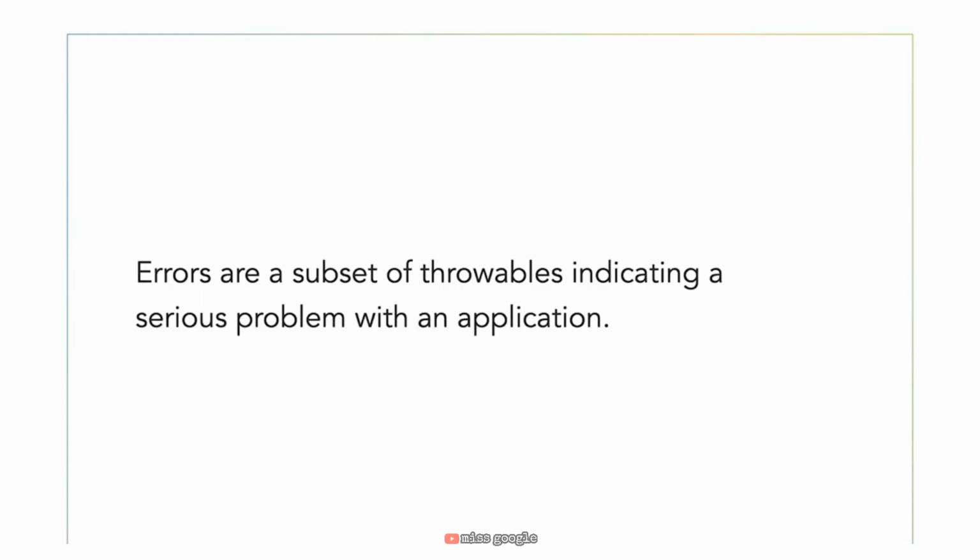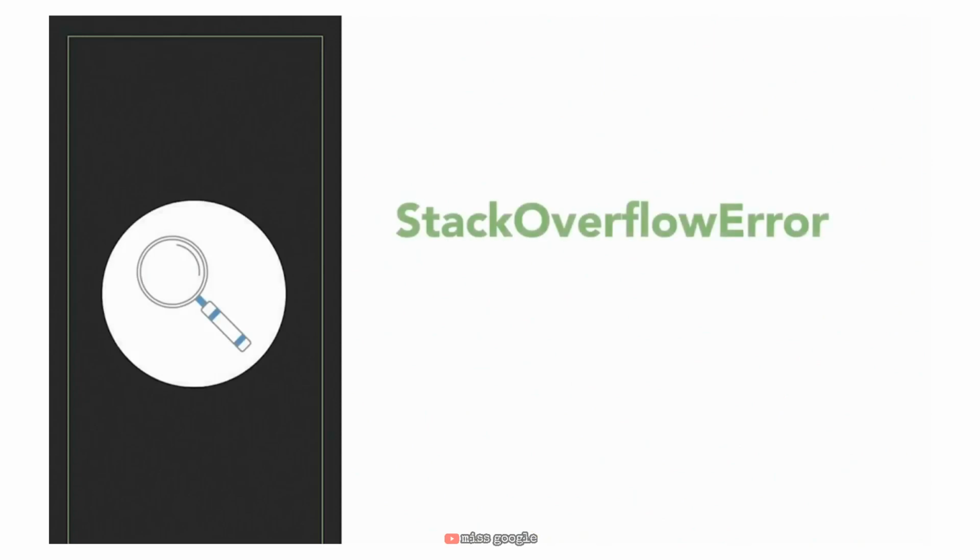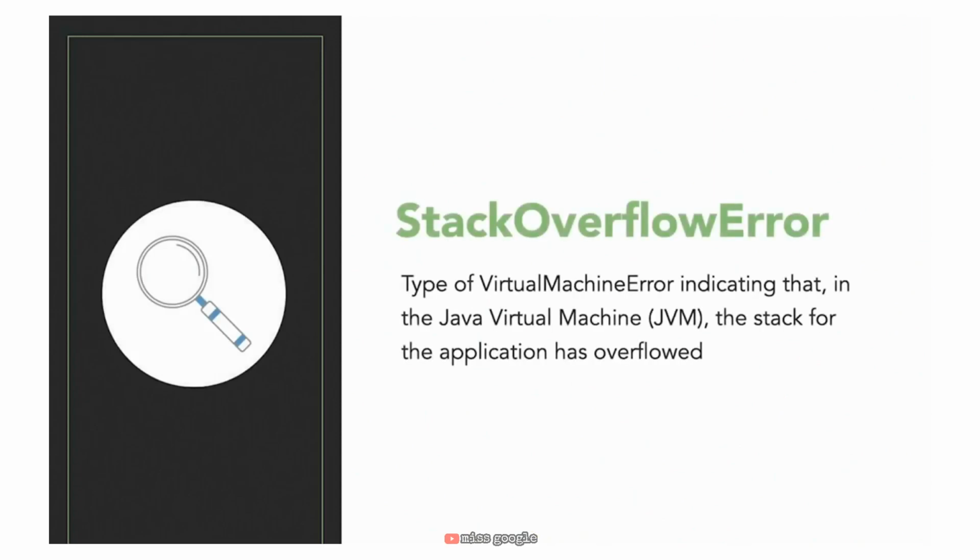Errors are throwables that should not be handled by an app and indicate an unrecoverable issue with your application. Stack overflow error is an example of a virtual machine error indicating that the Java virtual machine, or JVM, has run out of some kind of resource. In this case, the stack for the app has overflowed.